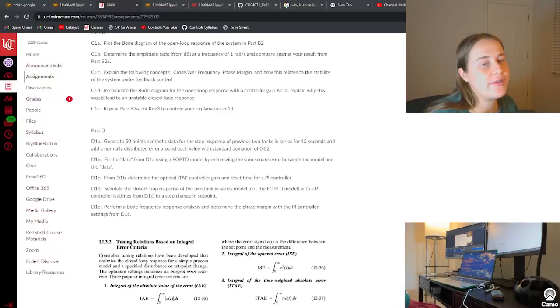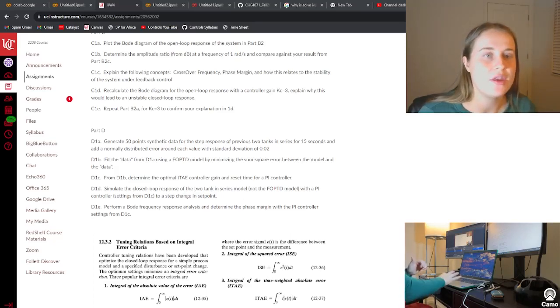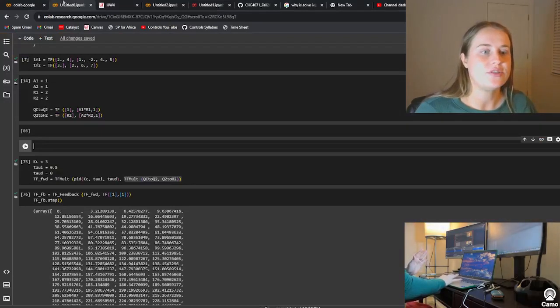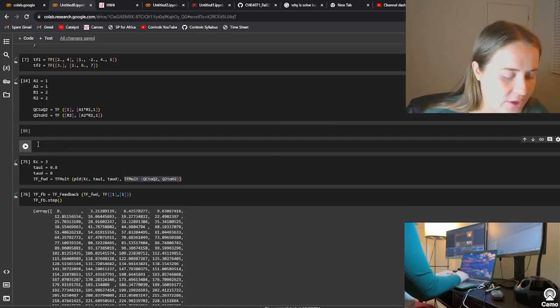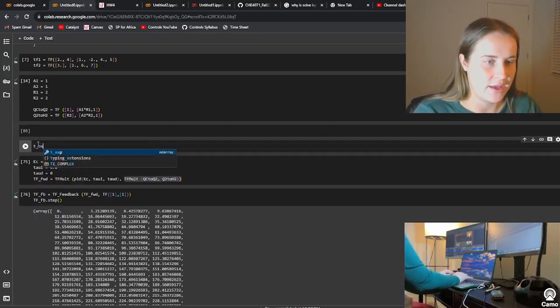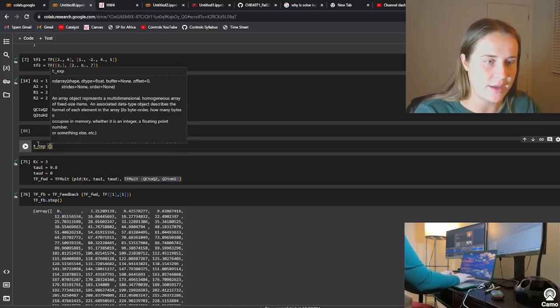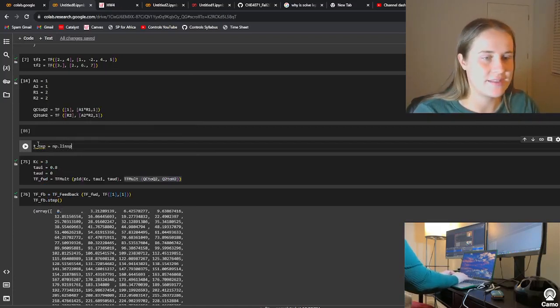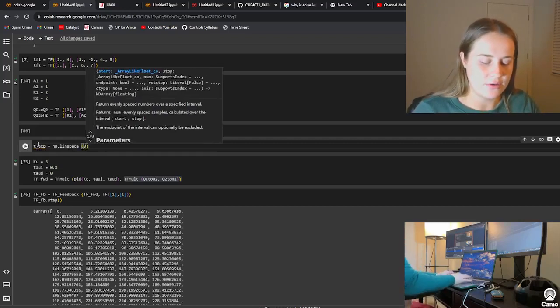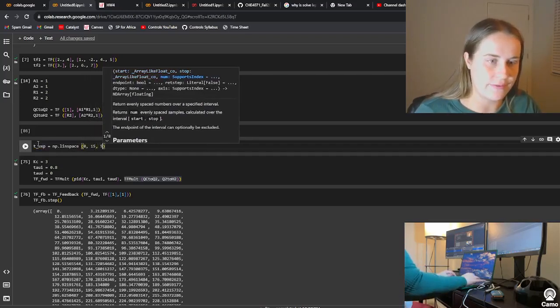So for part D, we want to generate 50 points of synthetic data of the previous two tanks in a series for 15 seconds and add a normally distributed error around each value with a standard deviation of 0.02. To do that, we are going to first start here with our T experimental, our time, and this is going to be equal to np.linspace from 0 to 15 seconds with 50 points.